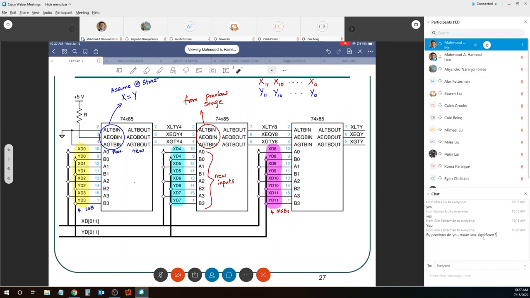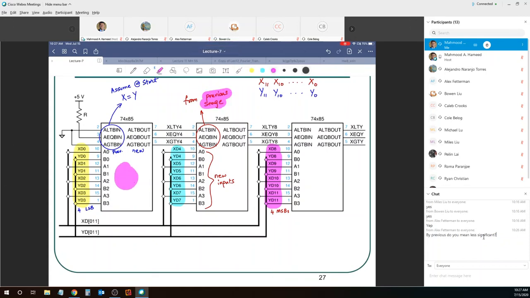So when I say previous stage, I mean this stage. We can call this stage, let's see, maybe stage 1, stage 2, stage 3. So when I say previous stage, I'm referring to the comparison that happened earlier, which was stage 1. And in this case, it happens to be the 4 least significant bits. But if you look at it from the perspective of stage 3, it is not the least significant, it is just the least significant bits with respect to stage 3.